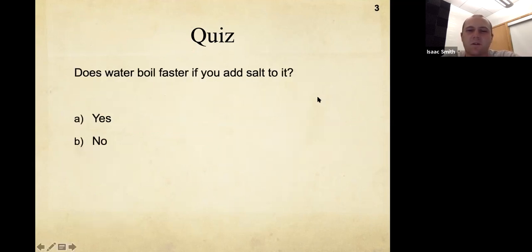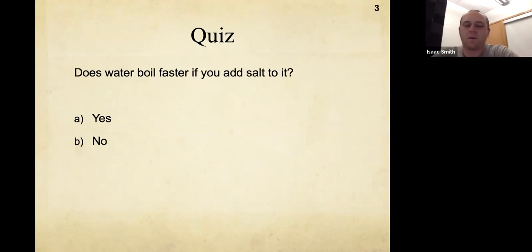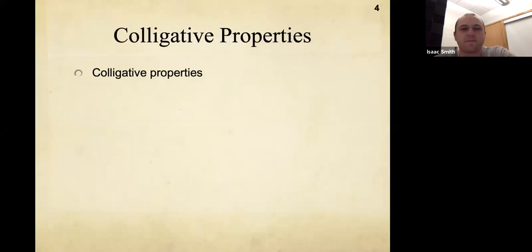All right, here's a good quiz question. You don't need to pause it and answer this, but think about this. Does water boil faster if you add salt to it? You might have heard this before, like you're cooking pasta and somebody puts salt in it. And like, why'd you put salt in it? Oh, it boils faster. So we're going to talk about some properties of solutions today and answer this question, right? Does water boil faster if you add salt to it? Okay, we'll keep you in suspense.